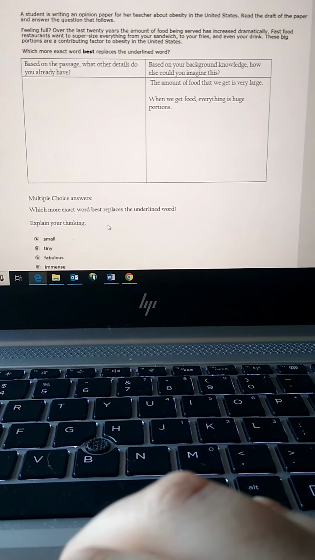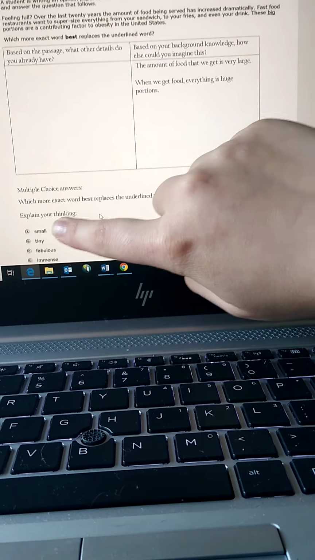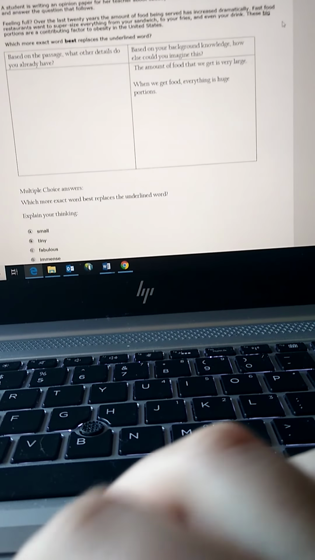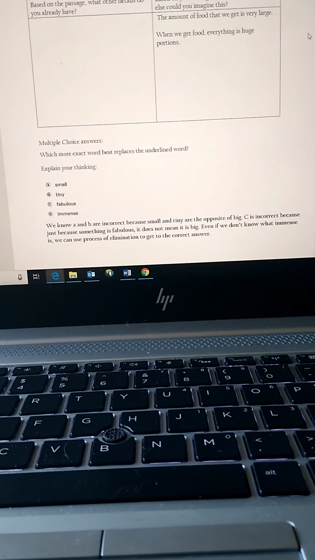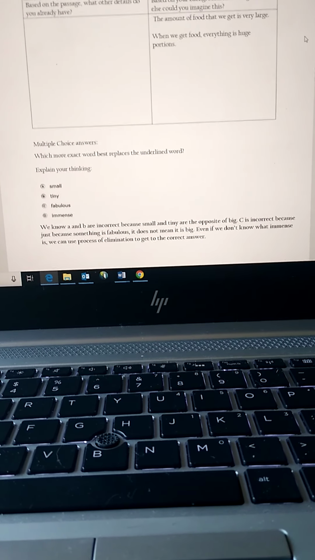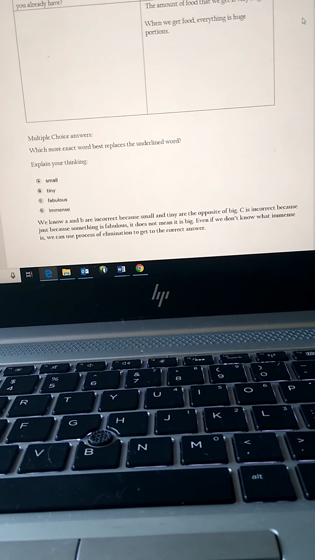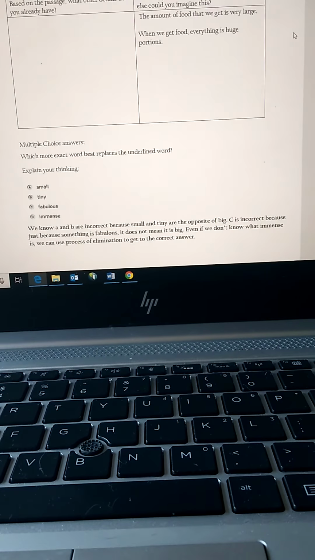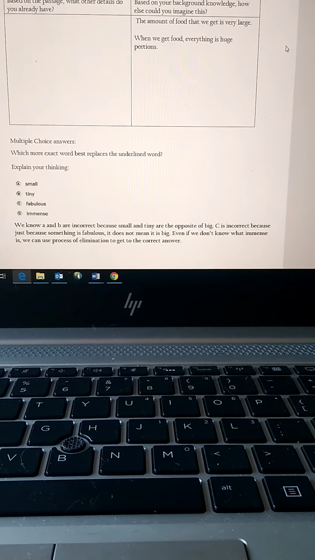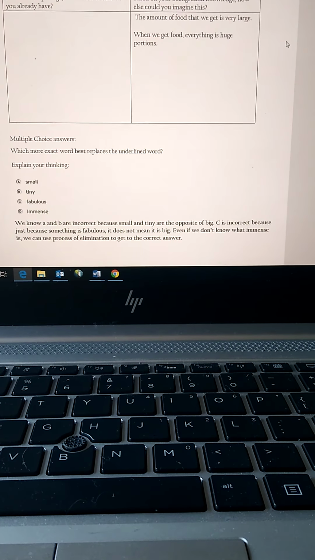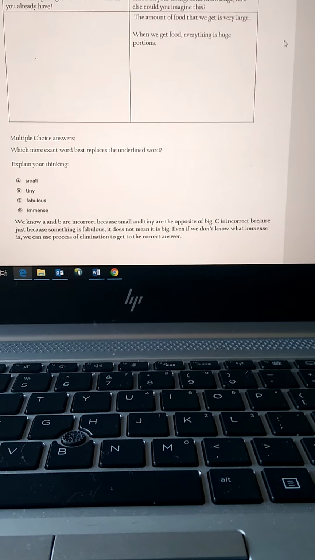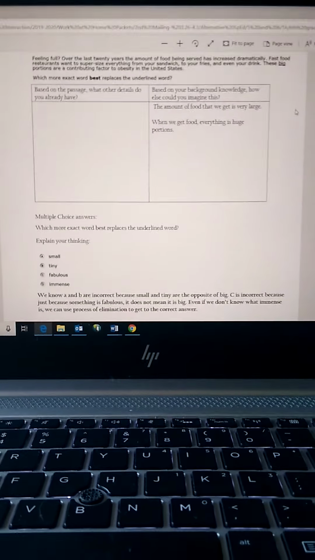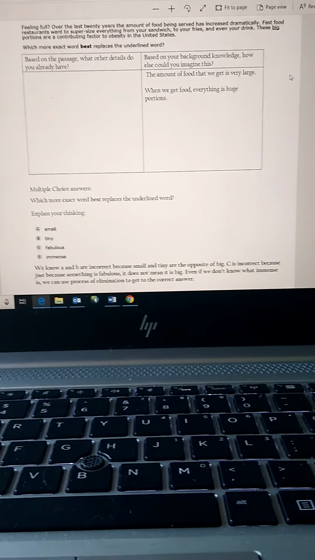Which more exact word best replaces the underlined word? So we have A, small, B, tiny, C, fabulous, D, immense. Remember, we're replacing the word big. So we know that A and B are incorrect because small and tiny are the opposite of big. C is incorrect because just because something is fabulous, it does not mean it's big. So now we can look at D and we see immense. Even if you don't know what the word immense means, we already crossed out the other ones by using process of elimination because we know it can't be small, tiny, or fabulous. So we can choose immense. And for those of you that do know what immense means, we know that immense means big and large. So that's the word that we're looking for.